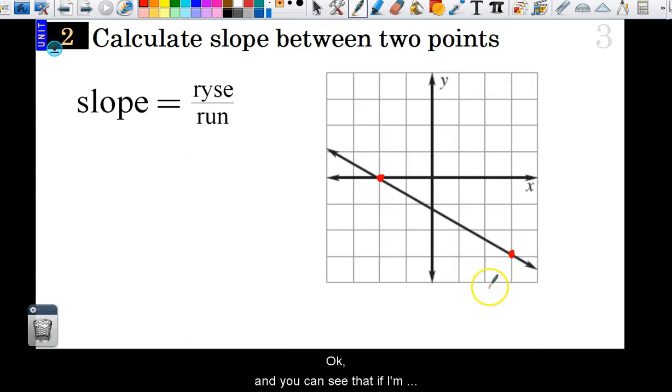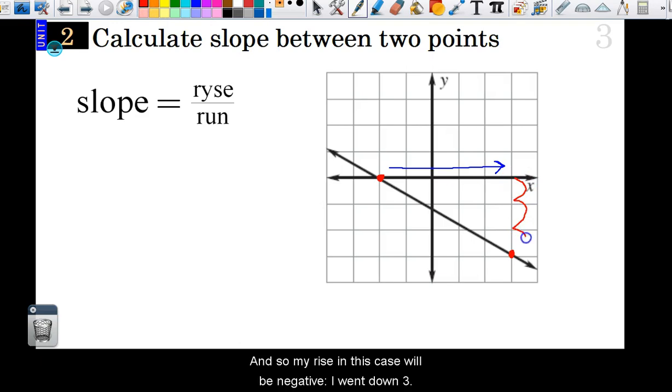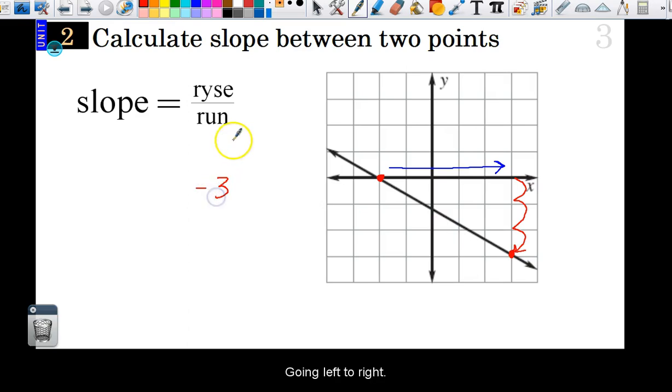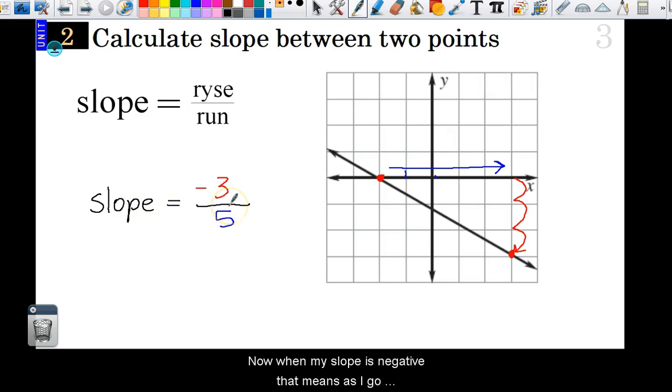Okay, and you could see that if I'm moving left to right, my line slopes downward. And so my rise, in this case, will be negative. I went down 3, going left to right. And I ran across 1, 2, 3, 4, 5. So my slope on this line is negative 3 over 5. Now when my slope is negative, that means as I go left to right, my line is going to slope downward.